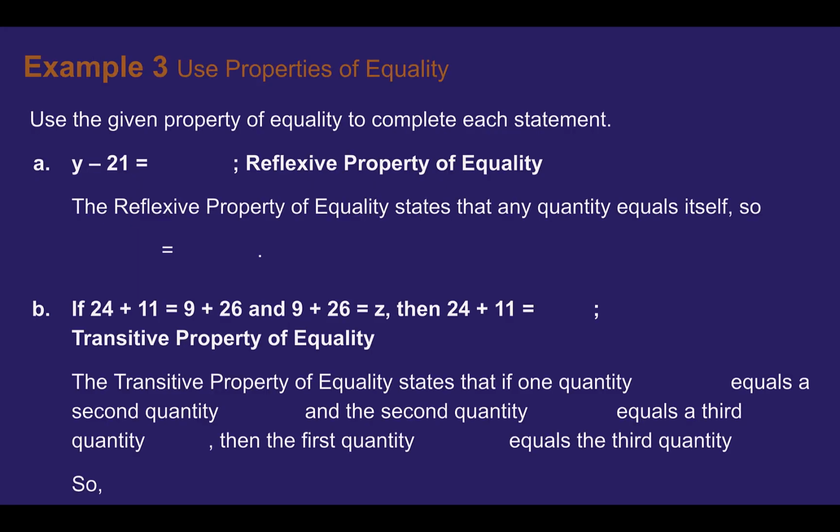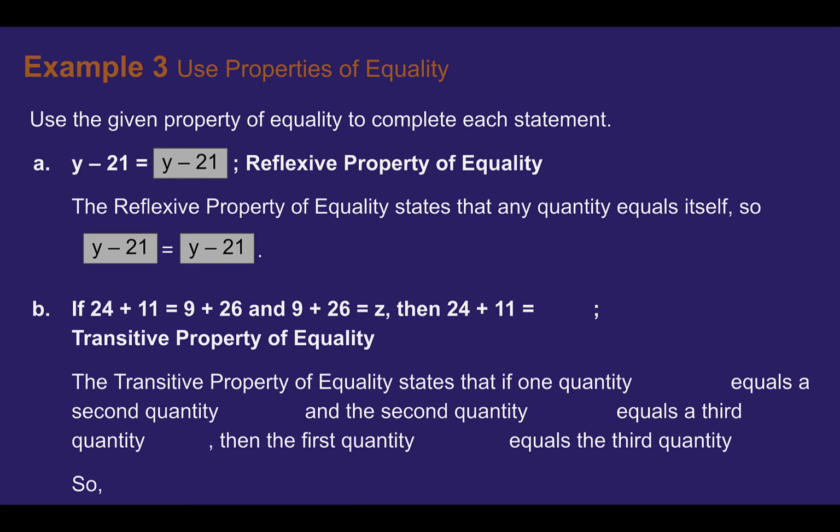Switched. Example 3. Use properties of equality. Use the given property of equality to complete each statement. Part A, y minus 21 equals something, and they want us to use the reflexive property of equality. The reflexive property of equality states that any quantity equals itself, so y minus 21 must be equal to y minus 21.